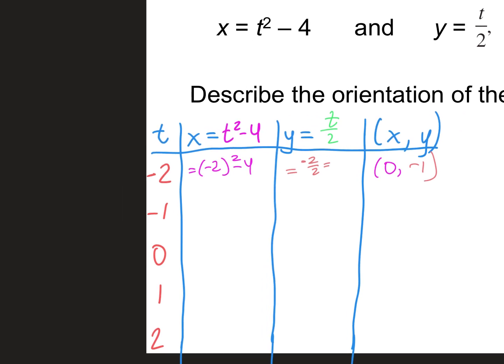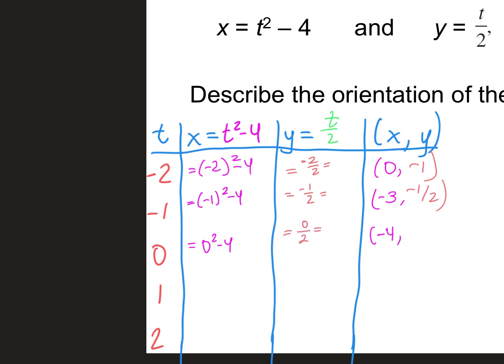So now I'm going to plug in -1. So I have -1 squared minus 4. What is -1 squared minus 4? -3. Perfect. And now I'm going to say -1 over 2 just gives me -1/2. That's fine. Now what am I going to plug in? 0. So 0 squared minus 4. What's 0 squared minus 4? -4, comma. I'm going to plug in 0 for t.